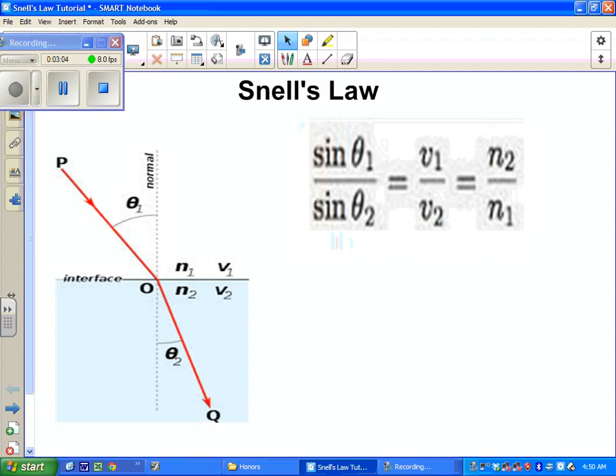So usually we're going to block one out. So if the problem gives us velocities and angles, well, then we would just ignore this part and just focus on the parts that have the angles and the velocities. If the problem gives us the index of refraction, our n values, and the angles, well, we wouldn't have that part, and it would just be sine theta 1 over sine theta 2 equals N2 over N1. So let's look at a couple of examples.